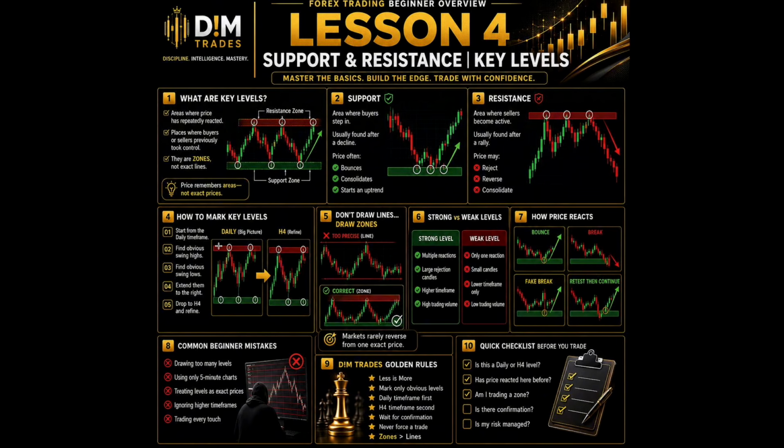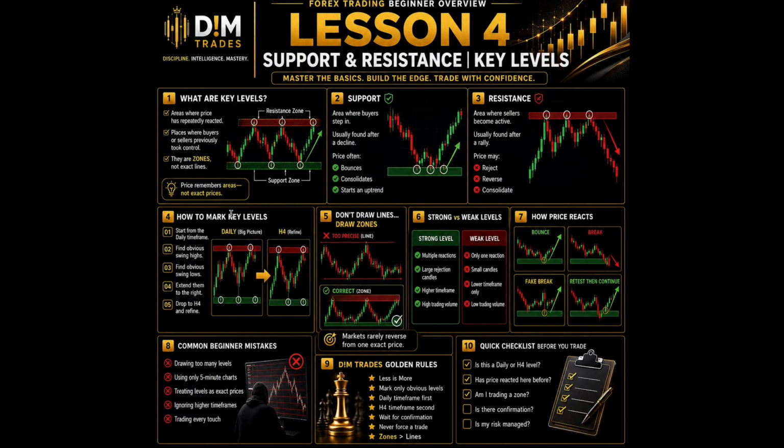So how to mark key levels? Key note: price remembers areas, not exact prices. Those areas you mark on the chart. If you mark your support and resistance levels properly, those places are areas where institutional orders are carried out. So price tends to remember them whenever the market gets there. Oh, this place was where so many sellers stepped in when it got here. Oh, this place was where so many buyers stepped in. So the market tends to remember those places, right?